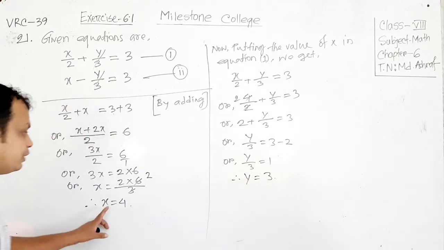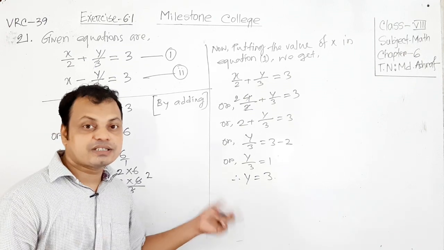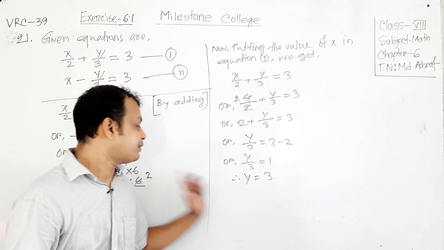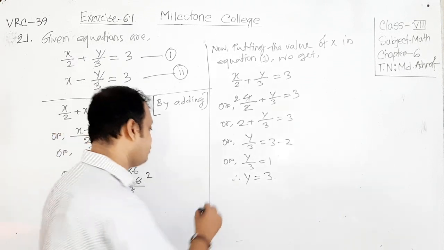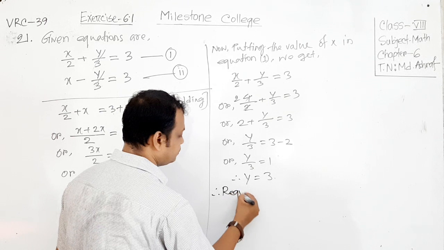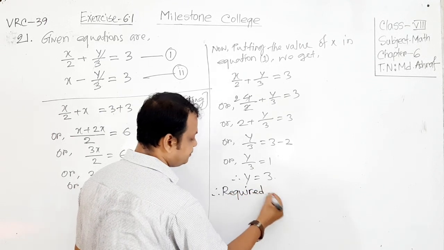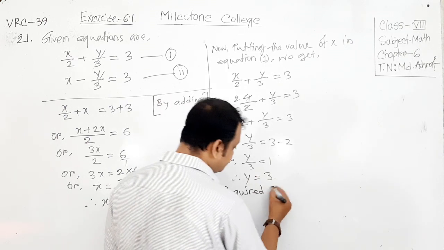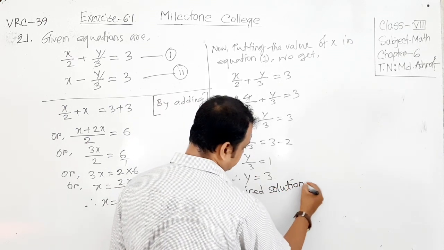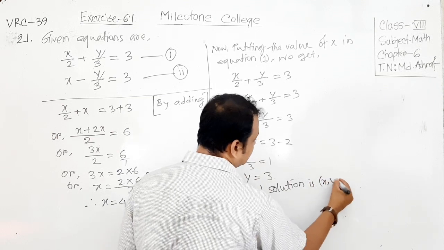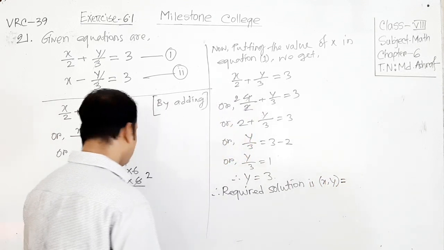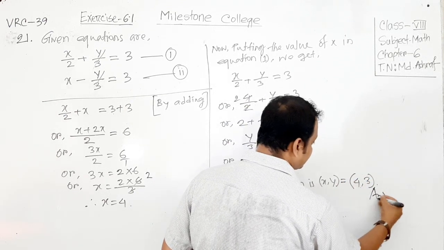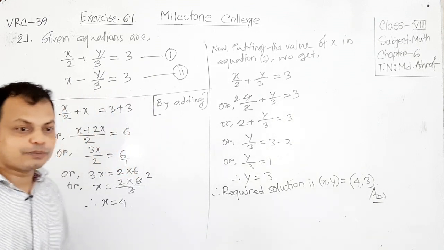So we have got the value of x, value of y, that means the variables of the equation we have got. Okay, so this is the solution of the equation. So we'll write therefore required solution is x comma y equals to, value of x is 4 and value of y is 3. So this is the answer. I think all of you have got this part.